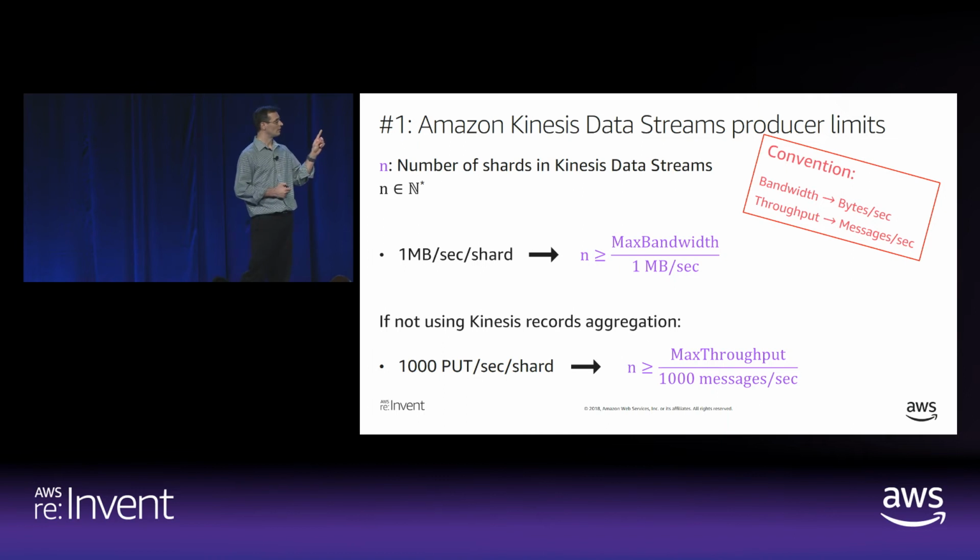That will drive you down to the first formula where the bandwidth is the limiting factor and is driving the number of shards. So what you do in that case to lower the number of shards that you still need is to compress the data.